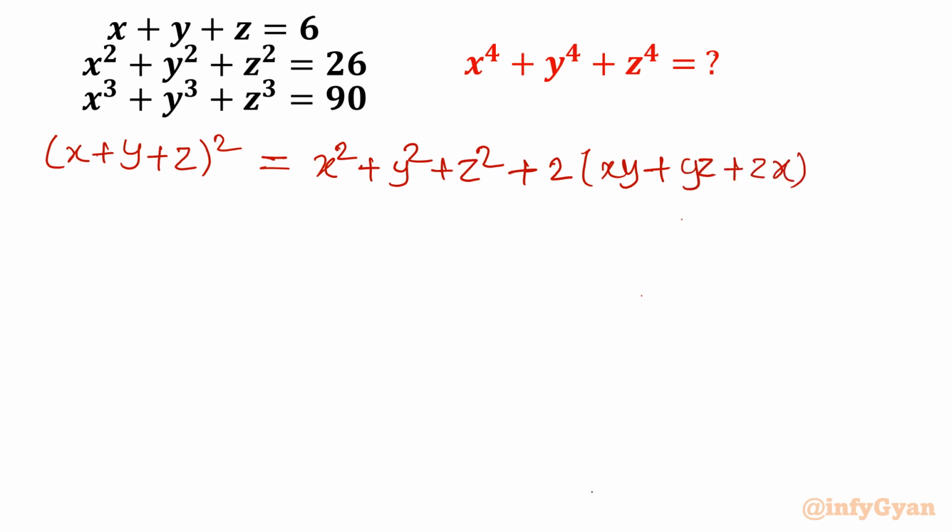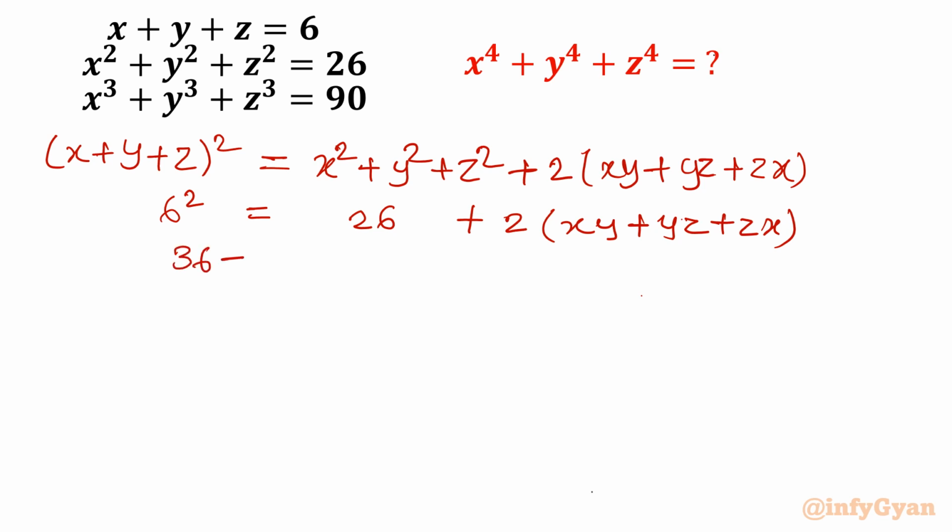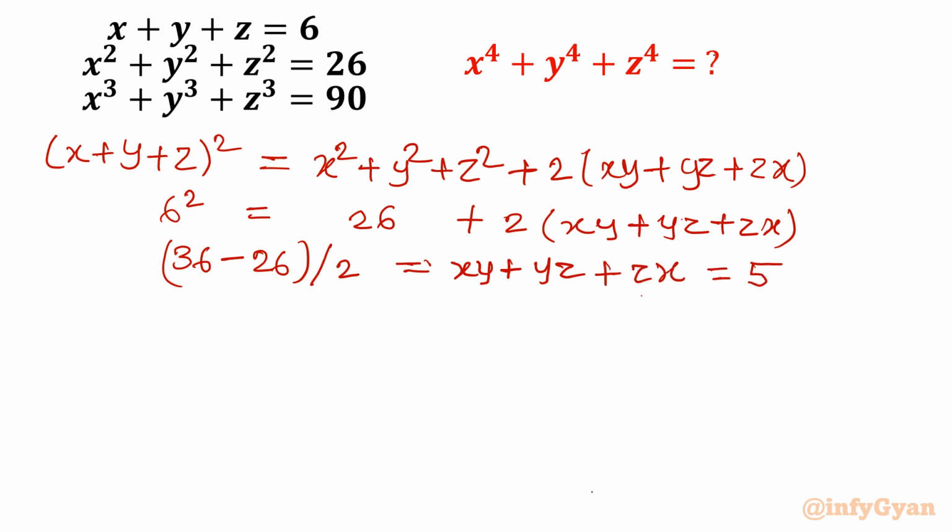This is a very common and renowned square formula. Let's put the values. 6 square equal to, this value is 26, plus 2 times xy plus yz plus zx. So we will write 36 minus 26 divided by 2, that is 10 over 2, 5. So xy plus yz plus zx is equal to 5. This we will call equation number 1.